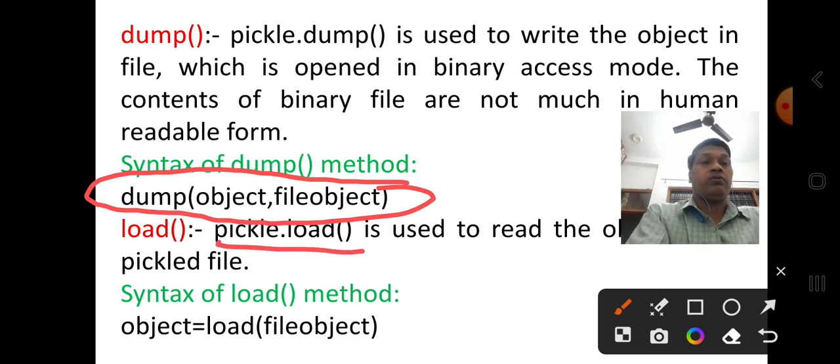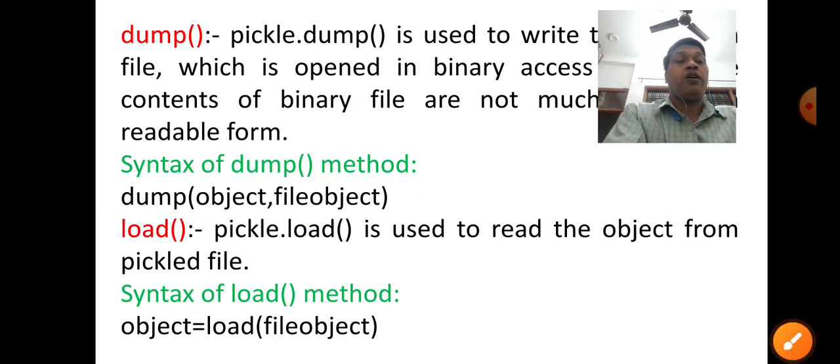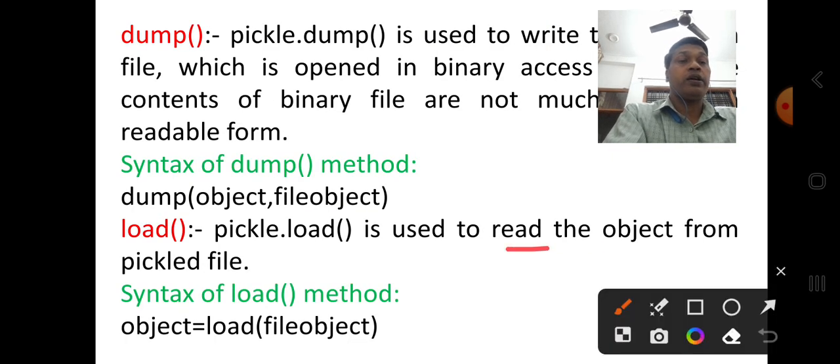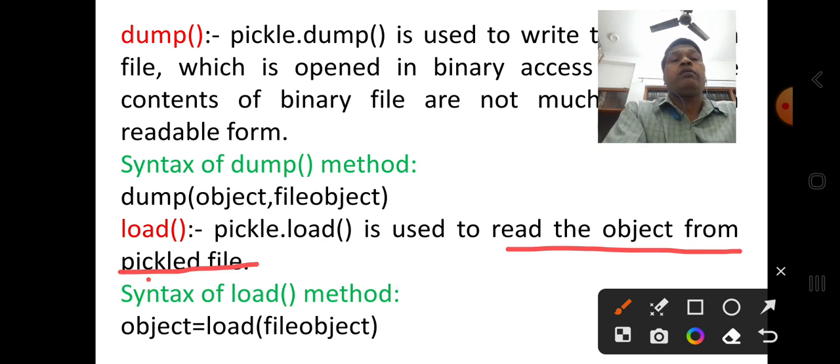The load method is used to read the object from a pickle file. Pickle.load is used to read the object from a pickle file, meaning a binary file. Here is the syntax. Load is the method name, and the file object contains all the information such as location, name of the file, as well as file mode. If we do not provide a file mode, then by default your file is opened in read mode only.